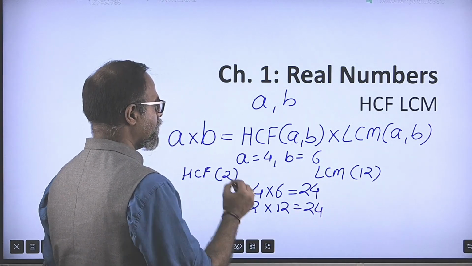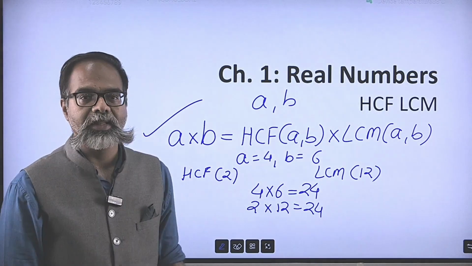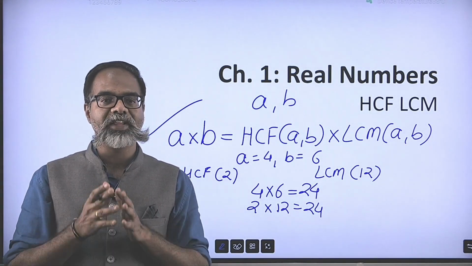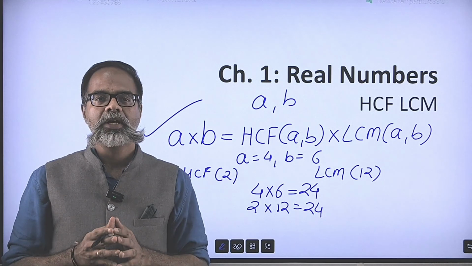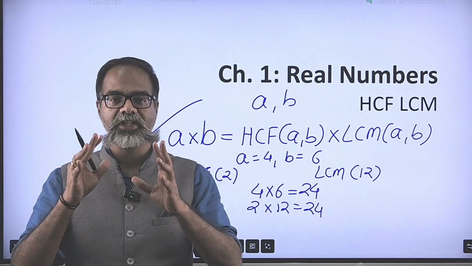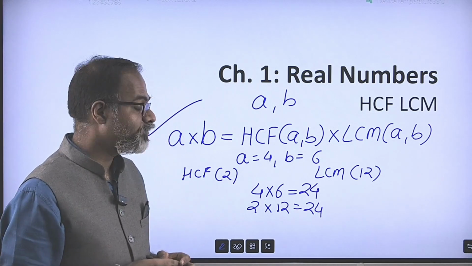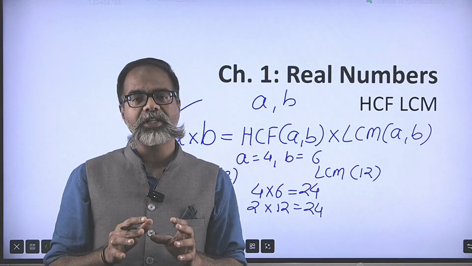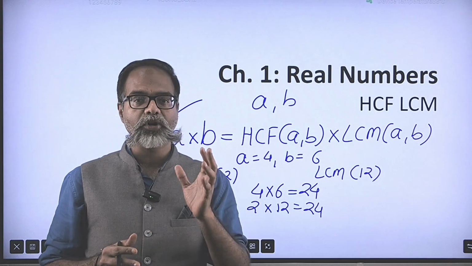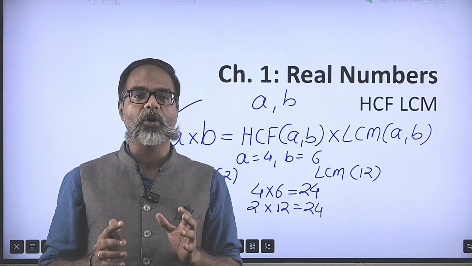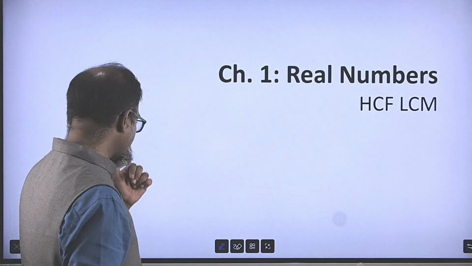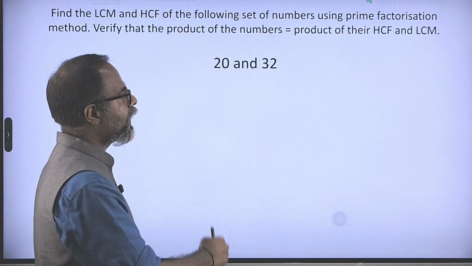also equal to 24, hence proving that the product of these two numbers is the same as the product of their HCF and LCM. So there are questions which will come from the first chapter of the NCERT textbook, the chapter on real numbers, where you will be given two numbers, you have to find out their HCF, their LCM, and to confirm this property that the product of two numbers is equal to the product of their HCF and their LCM. So let's take a look at examples and see how this can be done.